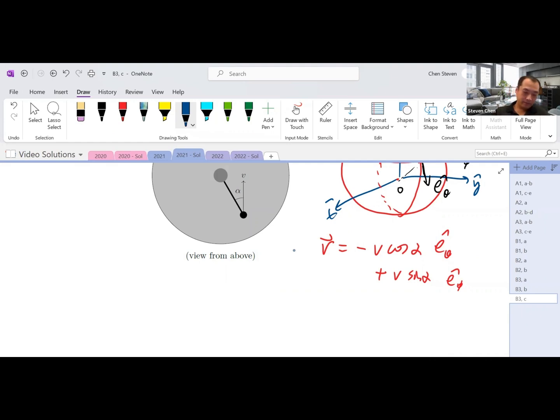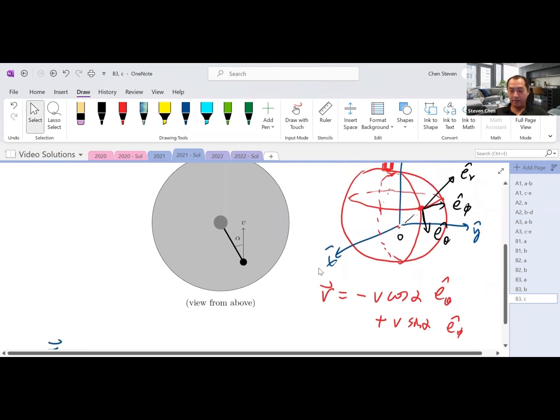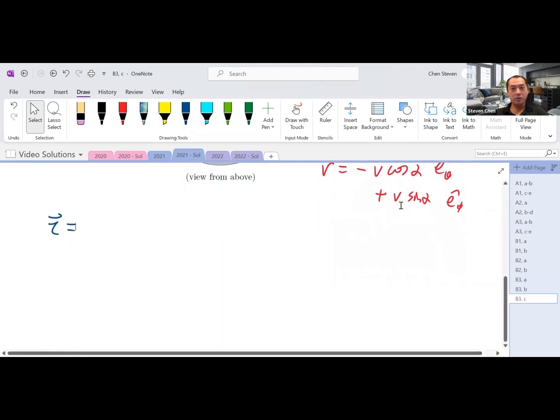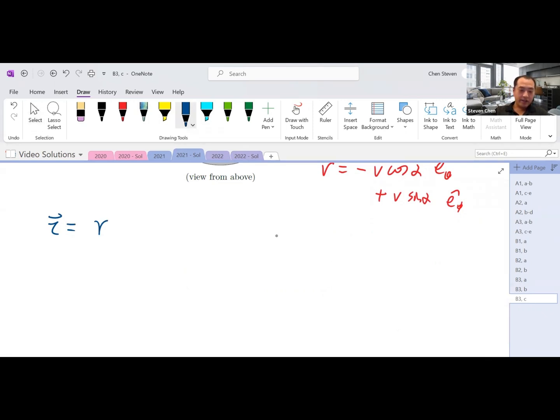Let's see. So what is the torque when the mass is at any point? So let's see here, right? The mass is at any point. What's the torque? Let's do the force analysis. What forces does this mass experience? The torque is essentially R, so it is equal to R times ER times the net force.